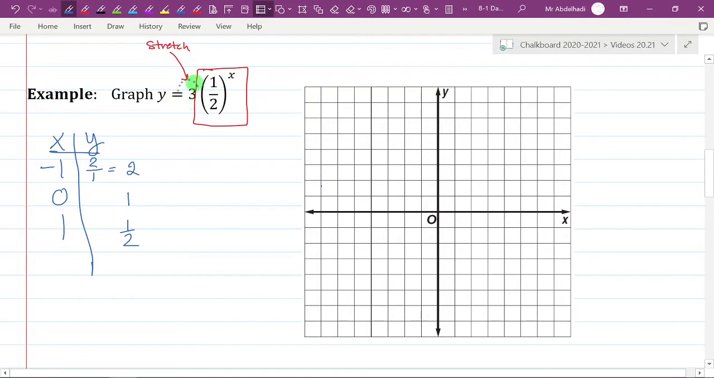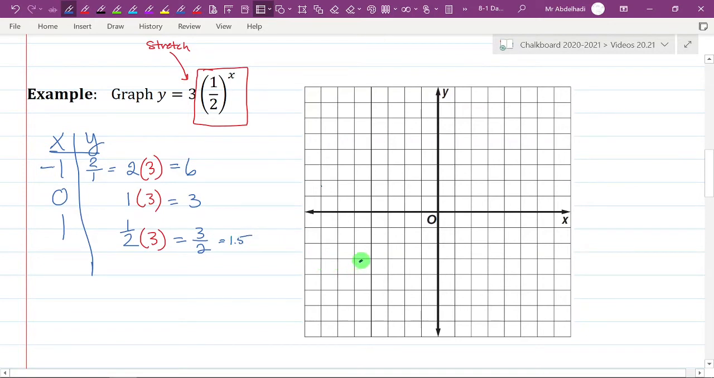Now, you have to apply the stretch, and the way we did it last time is the same way we're doing it now, which is we multiply the stretch times the y column after we're done making our table. So now this becomes a 6, this becomes a 3, and this becomes 1/2 times 3 is 3/2. Okay? Now, for the sake of graphing, if you don't know what 3/2 is, it's 1.5. So it's good to know what the decimal is when you're graphing, because you need to know where to put things.